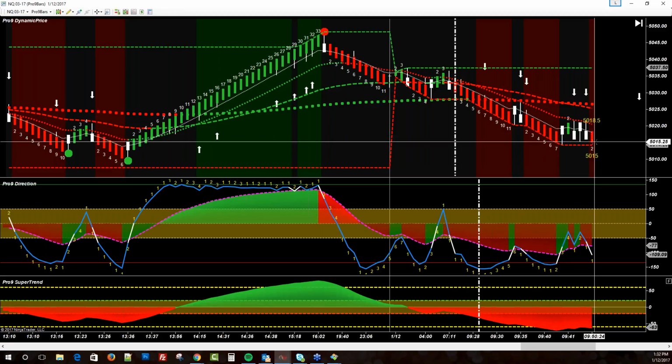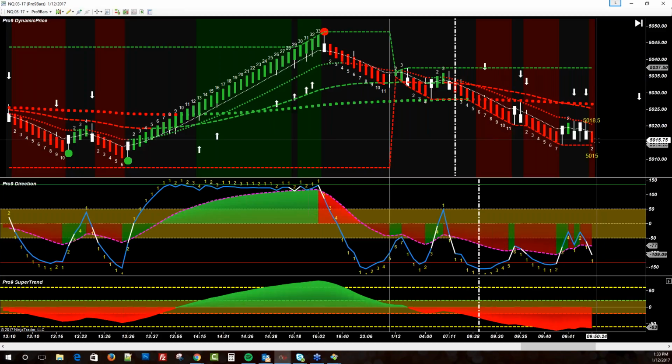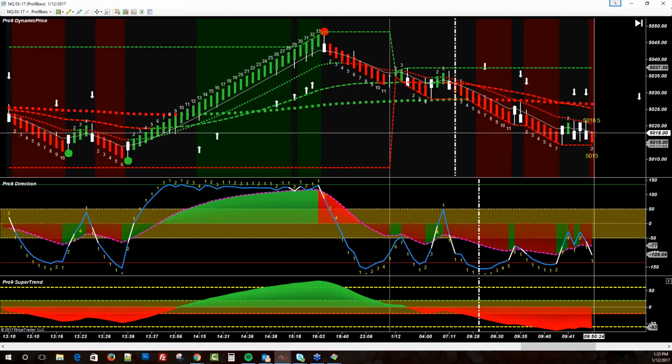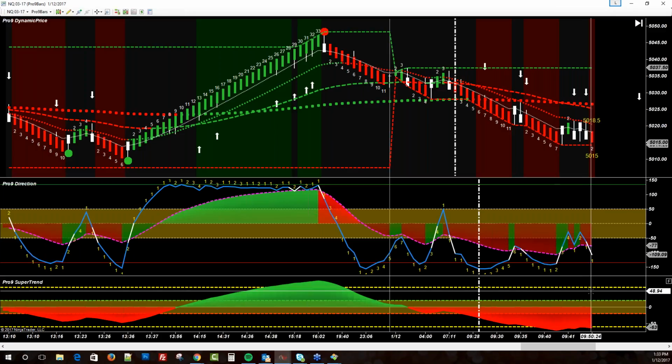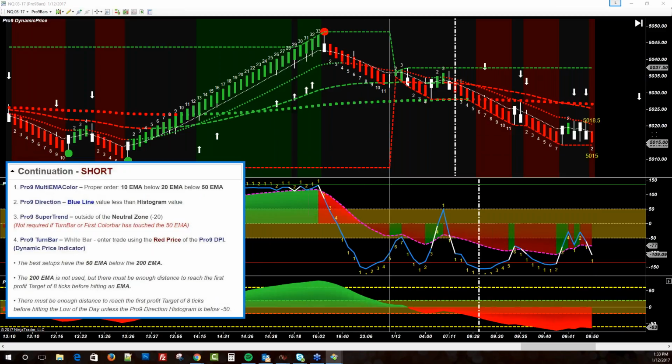Since we had to wait for this bar to close to confirm our entry, we'd want the price to come back up above our original entry price and then hop in the trade. As it is fully qualified now as a continuation, we do have our red background letting us know that our EMAs are in the correct order. The blue line did make it to the correct side of the histogram. Our super trend is very far outside of its neutral zone, and we just had our turn bar. And again, we'd manage it the same way.